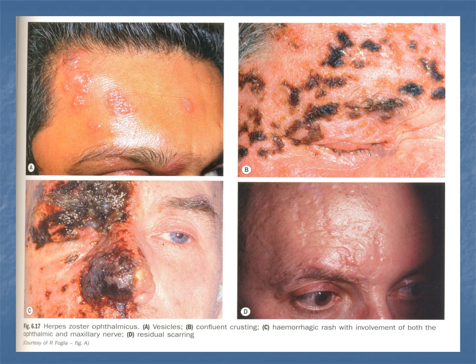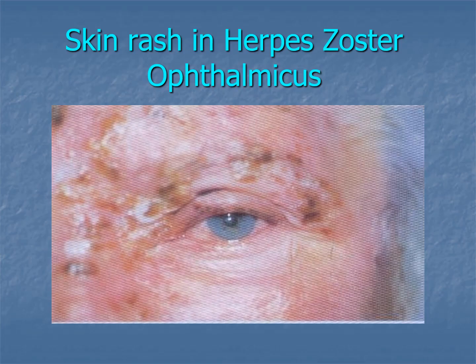In this picture, you can appreciate in picture A the vesicle formation, in picture B confluent crusting, and in picture C a hemorrhagic rash with involvement of both the ophthalmic and maxillary nerve, and ultimately healing has occurred with residual scarring, which you can appreciate in picture D. In this picture, you can also see a rash in herpes zoster ophthalmicus, ultimately with crust formation and healing crusty lesions.